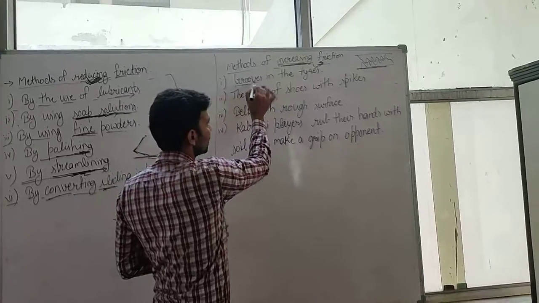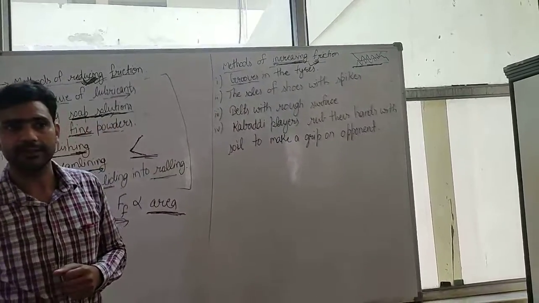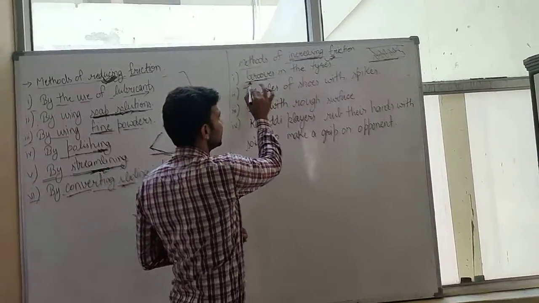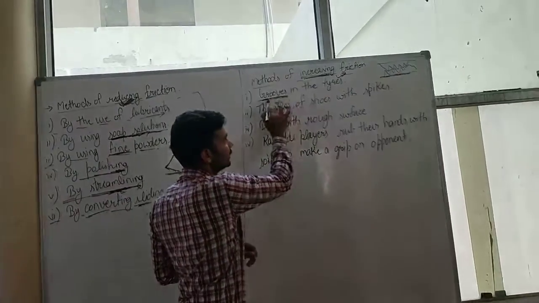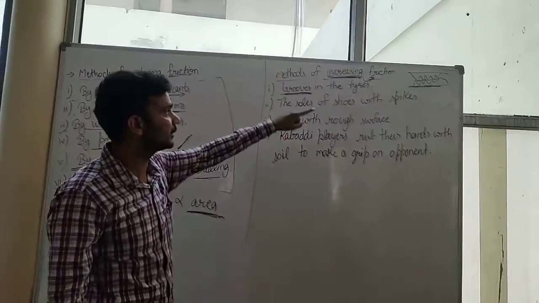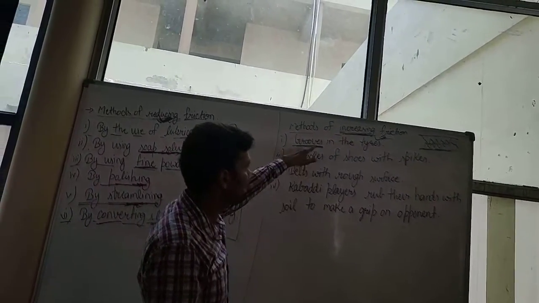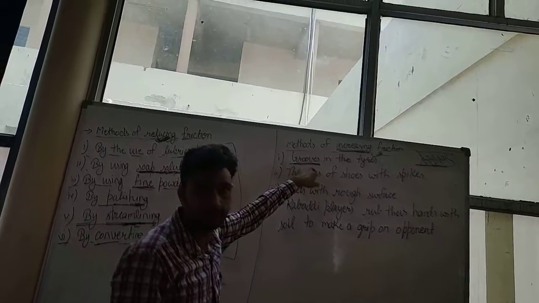Now we will discuss some examples. If you see the tires, they have different designs. These designs are known as grooves. These grooves are provided to increase the friction, because to stop a vehicle we require friction, and to apply friction we require grooves in the tire.